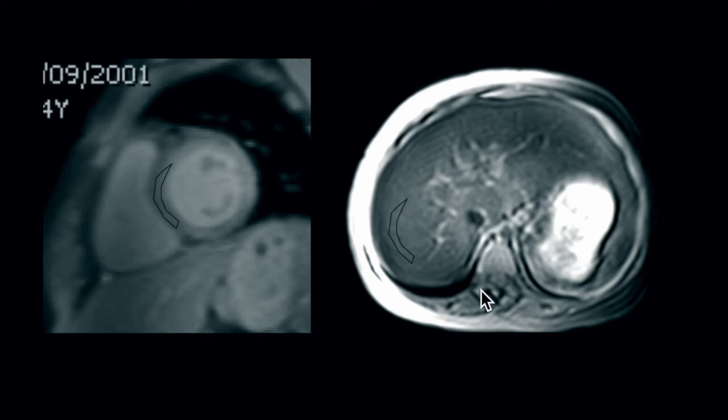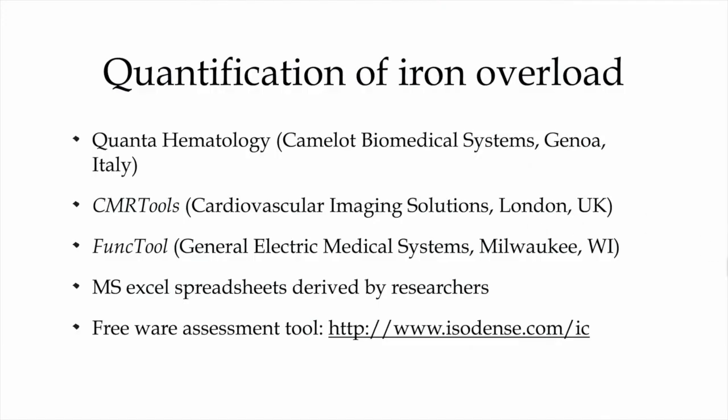So when you draw this ROI and propagate it through the slices, you will get a particular signal intensity for that particular TE. Quantification of iron overload: there are multiple software packages available, like Quanta Hematology, CMR tools and Fung tool. There are some Excel spreadsheets also available which are derived by researchers, and there is some freeware which is easily available on the internet.